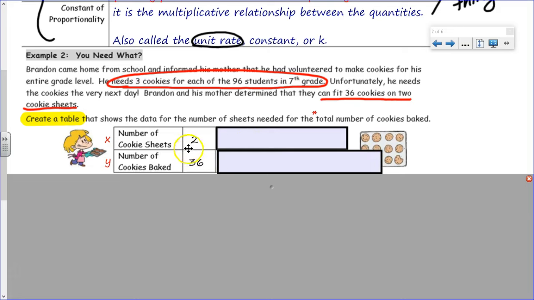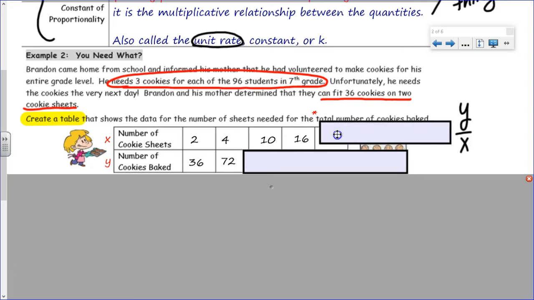Using that same unit rate or constant of proportionality, the constant multiple, go ahead and figure out how many cookies you could fit onto 4 cookie sheets. So first figure out how you went from 2 to 36, or you can do y divided by x to tell you your multiple. So like I said before, go ahead and divide that. And now pause it if you need time, and then uncover when you are ready. 72. Okay, go ahead and try these ones. Try 10 and 16 and see what you get.